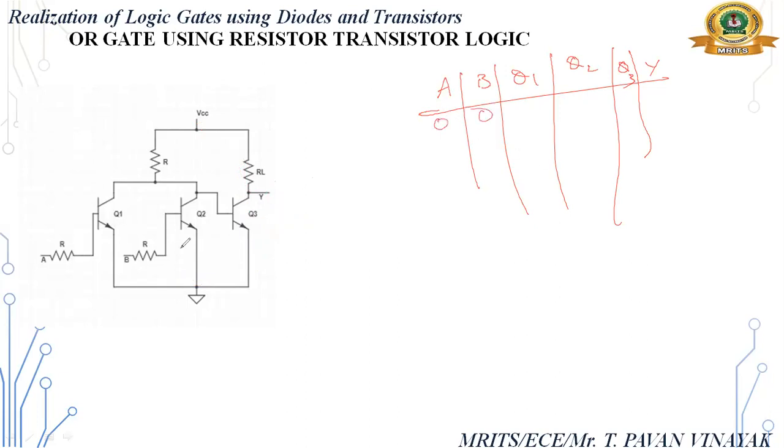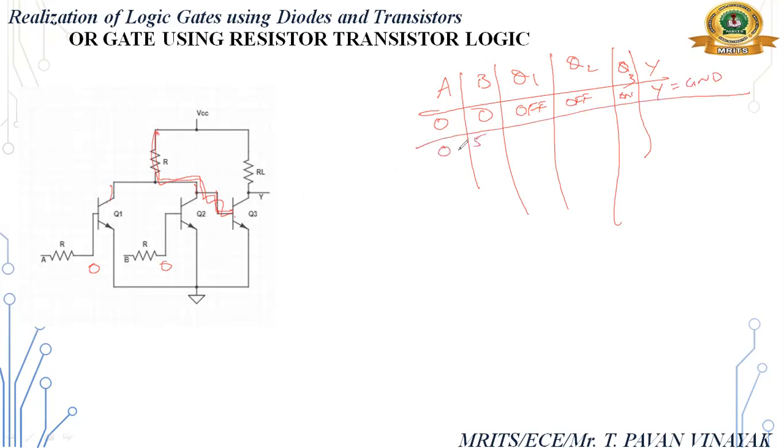Let us see the working. I am giving 0 0. Here 0, here 0. What happens? This is closed, this is open, this is open. So VCC comes to here. So Q3 is on, off, off, on. Whenever Q3 is on, it is ground. Y is equal to ground.